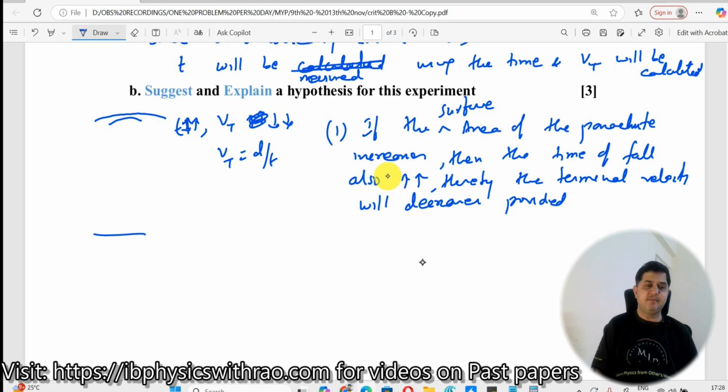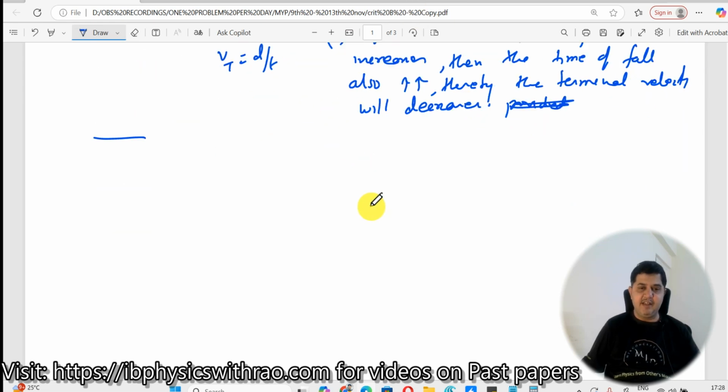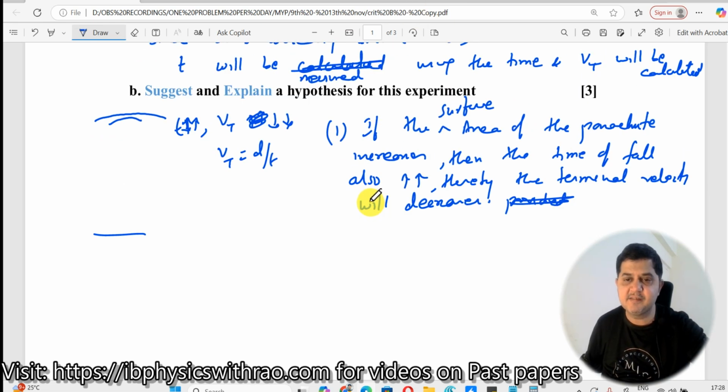Provided air resistance is the same, or maybe we will not even write this one. Just keep it over here. Okay, because we are certain what can happen over here. And then what else do you need? Explain a hypothesis. What is a hypothesis?